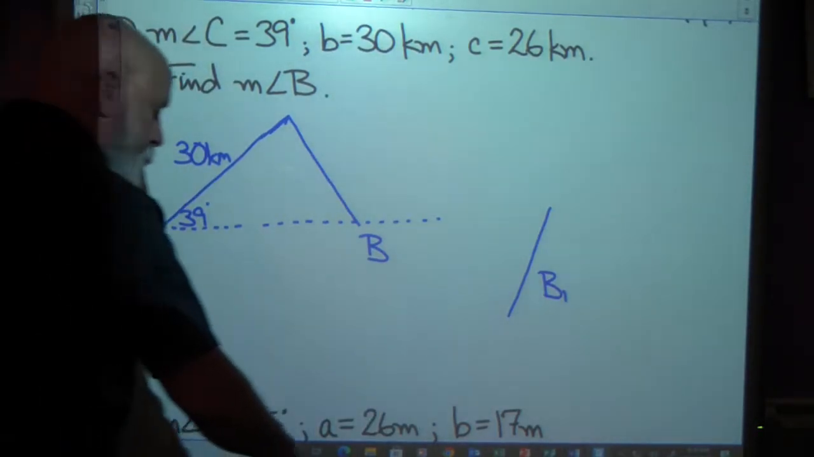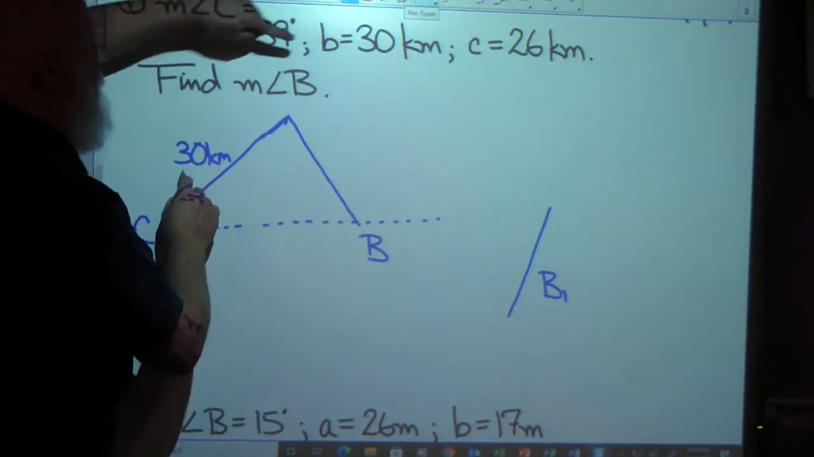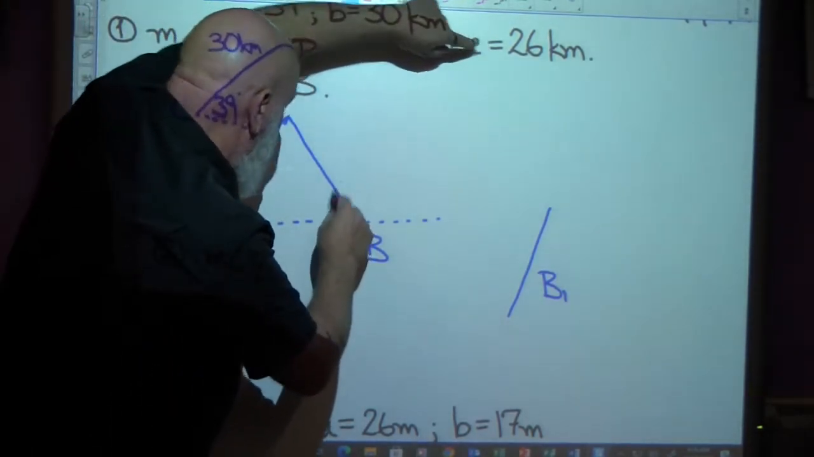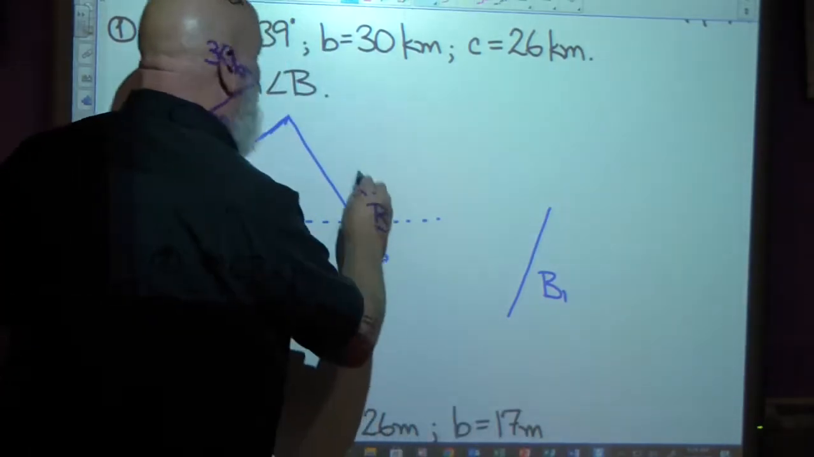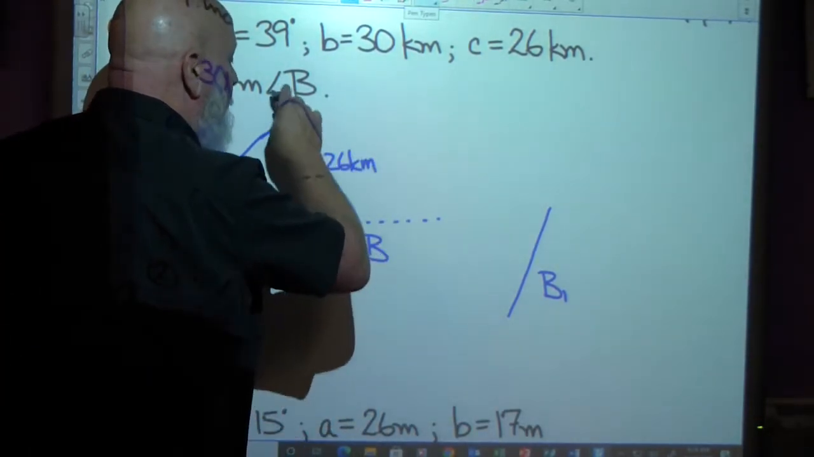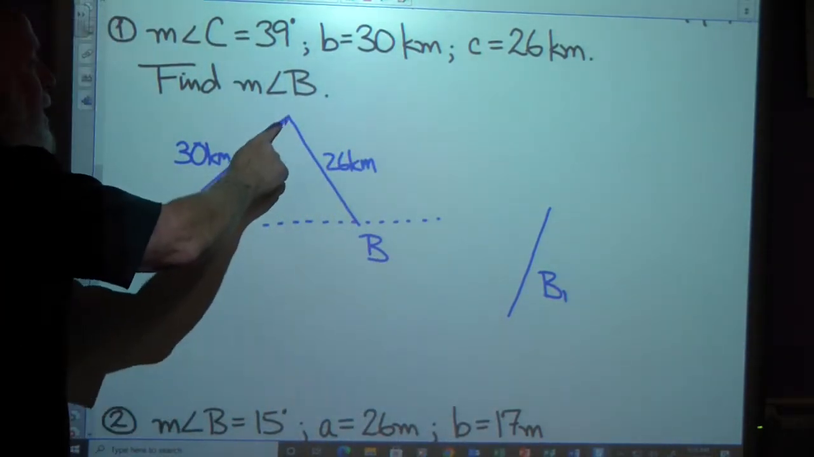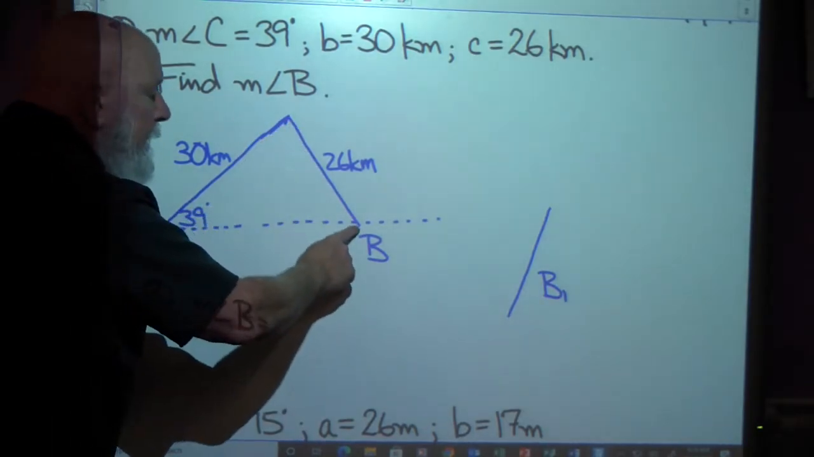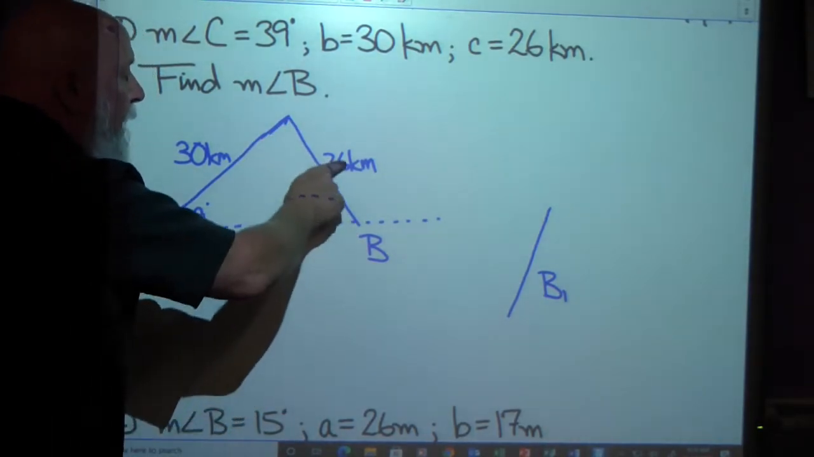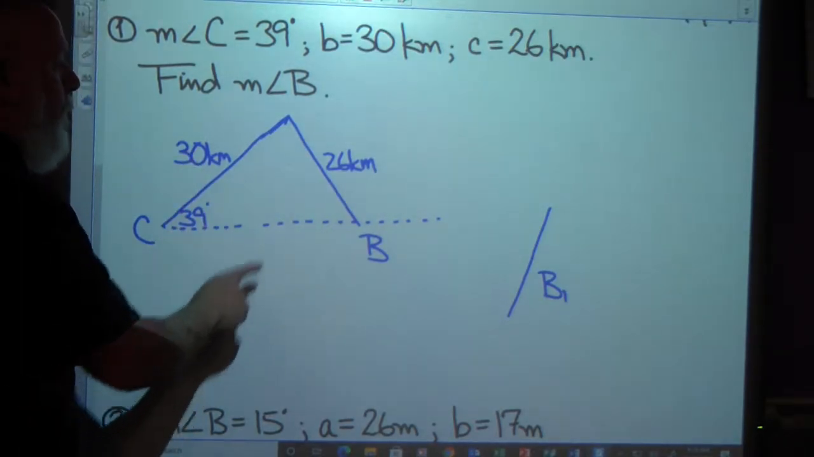Here we go. I've got a triangle drawn, 39 degrees, 30, 26 kilometers. I want to find the measure of angle B. And there are two possibilities because this side is longer than this side. The opposite side is shorter, so it could pivot around and form two different triangles. So we're going to find this one first.